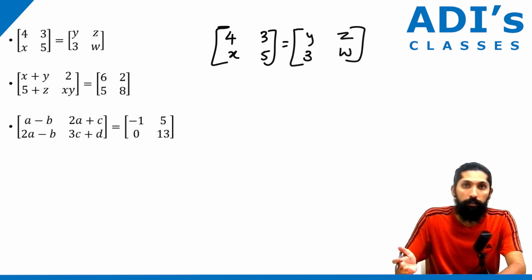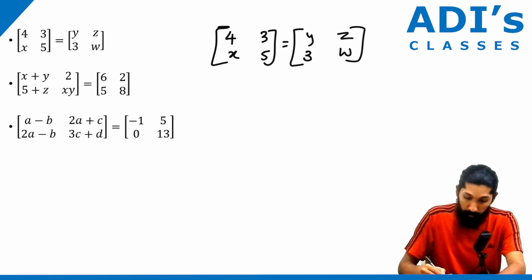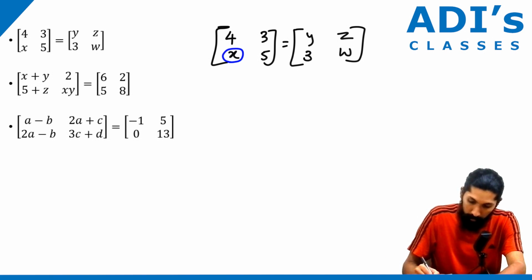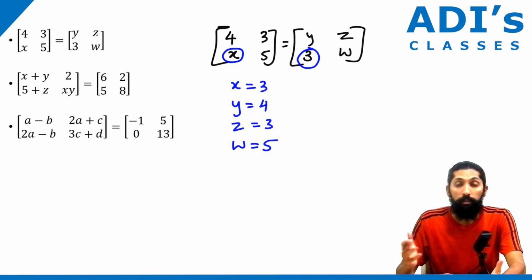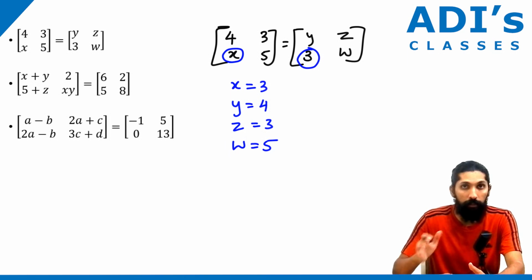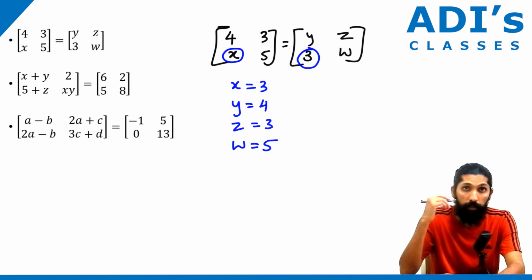Equate accordingly, because you are trying to find the values of x, y, z. So whatever is the unknown you have, you are trying to figure out the value of that, correct? So that means what will be the first value? Here you can say x value is equal to 3, correct? First one. So x is equal to 3, y is equal to 4, then z is equal to 3, w is equal to 5. See, so easy. This is basically equating the matrices and figuring out the unknown values. Fair enough? Let's do the next one now.